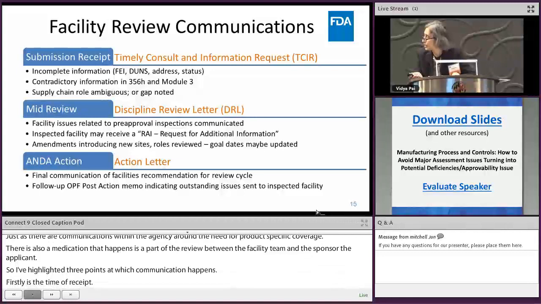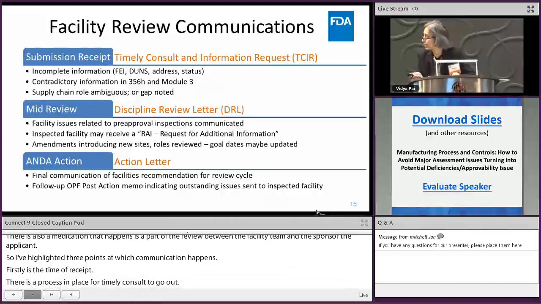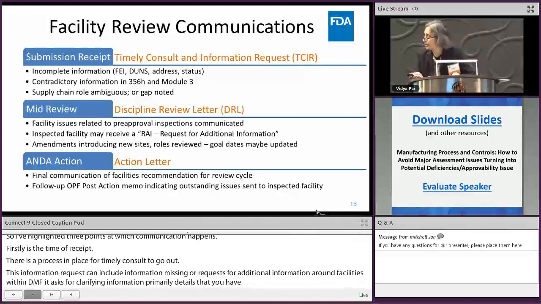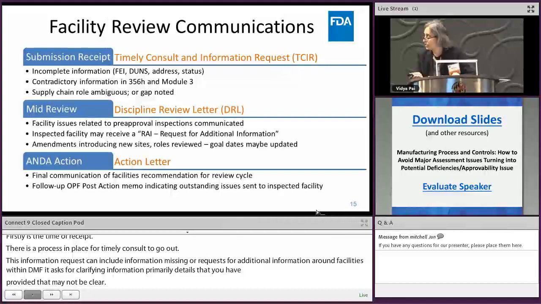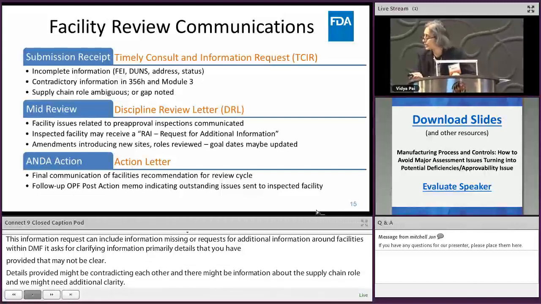This information request could include missing information, or a request for additional information around facilities within DMFs. It can ask for clarifying information. Primarily, details that you have provided may not be clear. Details you've provided in different parts of the submission may be contradicting each other. There may be information about the supply chain role that's ambiguous, and we may need additional clarity. So a lot of clarifying information is sought at the time of submission receipt, and we really benefit from having a timely response to these requests.